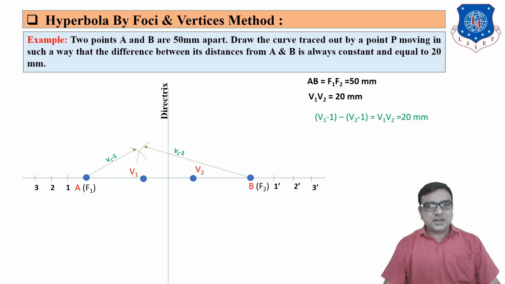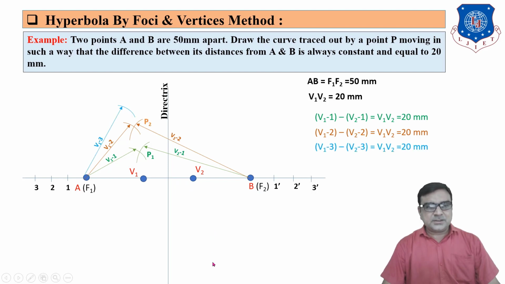Similarly, you can use another point 2 in place of 1. Center F1, radius V1 to 2, draw an arc, and another arc of radius V2 to 2 with center F2. For the third point, V1 to 3 radius with F1 center, V2 to 3 radius with F2 center, and intersect the arcs. If you join all these intersection points, you will get the hyperbola.